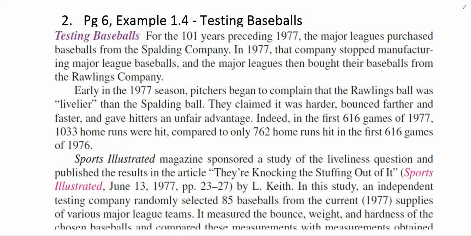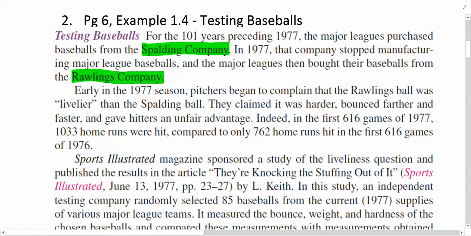In example 1.4 from page 6, we're looking at the different types of baseballs that have been used in Major League Baseball. For the 101 years preceding 1977, the major leagues purchased baseballs from the Spalding Company, but after that they switched to the Rawlings Company to provide their baseballs. However, early on, the pitchers began complaining, thinking that the new baseball was, quote, livelier than the other, and because of that, it gave the hitters an unfair advantage.